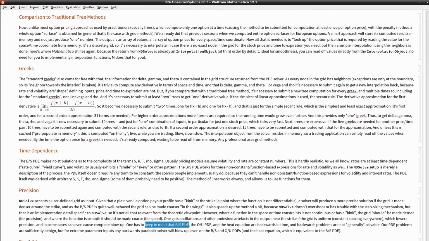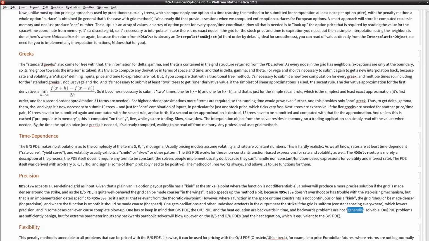We have to keep in mind that the Black-Scholes PDE, and also others, the Ornstein-Uhlenbeck PDE and the heat equation, are backwards in time, and backwards problems are generally not solvable. In our case, the PDE problems are sufficiently benign, but for extreme parameter inputs, any backwards parabolic solver will blow up, even on our Black-Scholes and OU PDEs. Right? The heat equation is equivalent to the Black-Scholes PDE. A general backwards problem is not solvable.